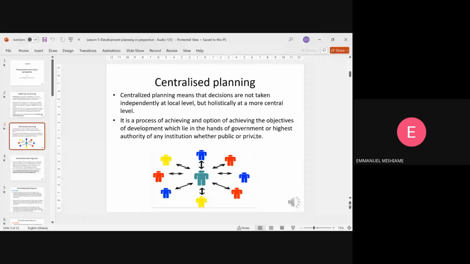So, with centralized planning, decision making is at the highest level. Decisions are not taken independently at the lower levels or at the grassroots. Everything is done from the top. Another name for the centralized plan, some people call it the top-down approach. So decisions are taken at the top or at the center and then brought down to the lower levels.